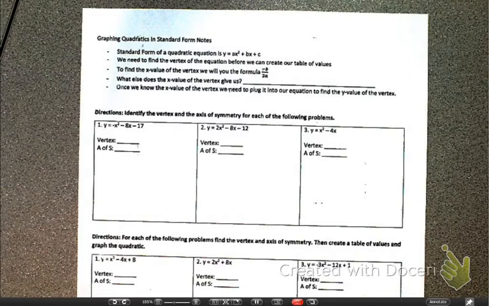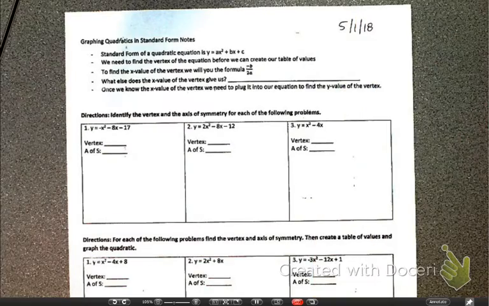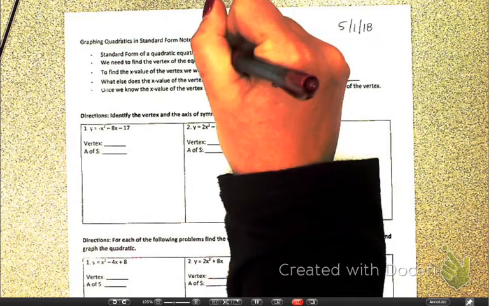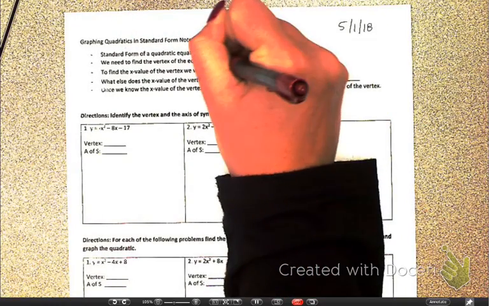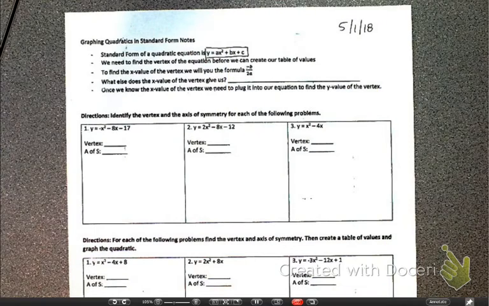So we are going to talk about graphing quadratics in standard form. The last couple weeks we've been graphing in vertex form. Here we're going to graph in standard form. We should remember that standard form is y equals ax squared plus bx plus c, right?